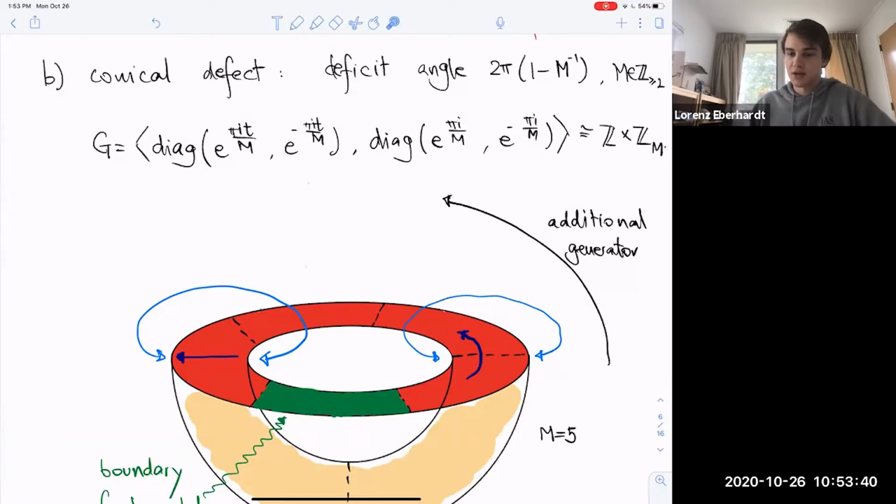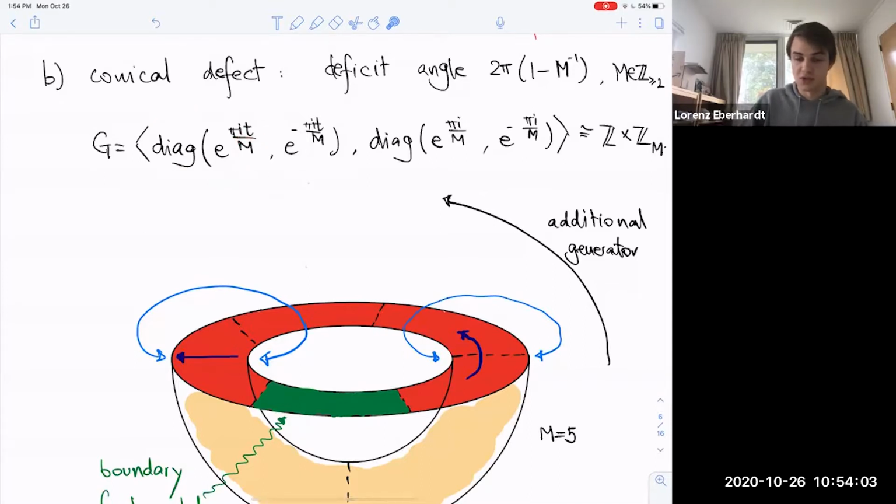And again, if the deficit angle takes a specific form, 2 pi times 1 minus an integer to the minus 1, then you can again write this as a quotient of global AdS3. And in this case, the orbifold group, the quotient group, takes the same form. So this factor is the same one as before.